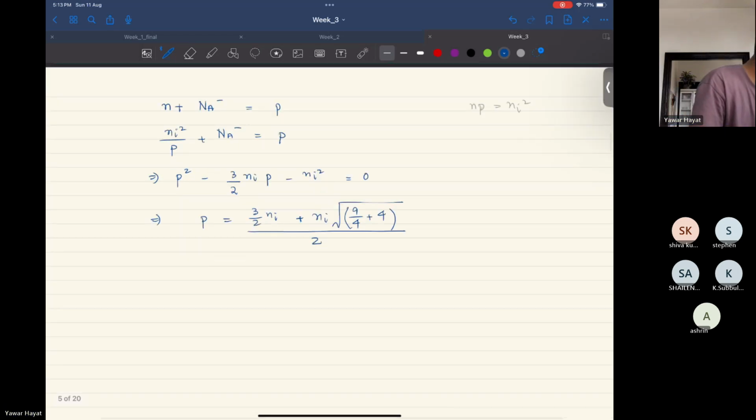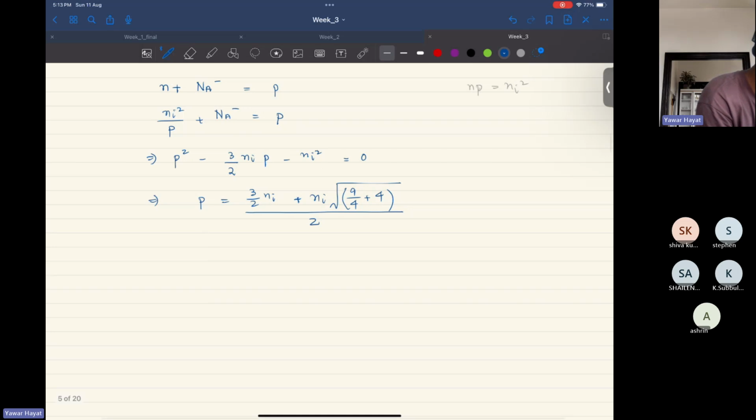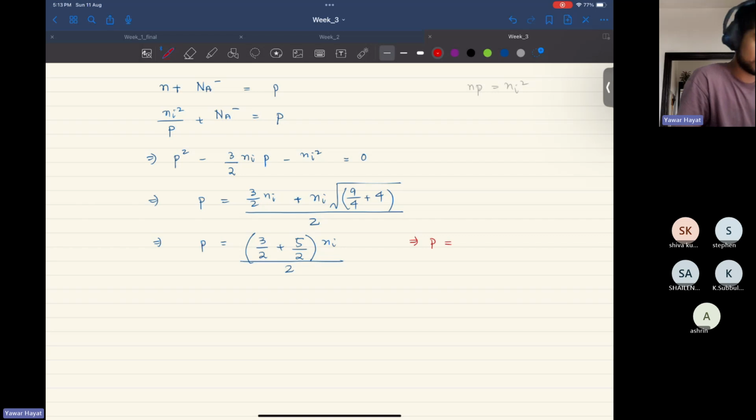So I will continue. If at any point you don't agree, just type in chat that you don't understand and I'll explain that again. So this implies that P is equal to 3 by 2 plus, taking Ni common, this is the square root of 4 fours are 16, 16 plus 9 is 25, 25 by 4 square root, that is 5 over 2, right? So this would be Ni, and this is whole divided by 2. So which is nothing but, what should be P?